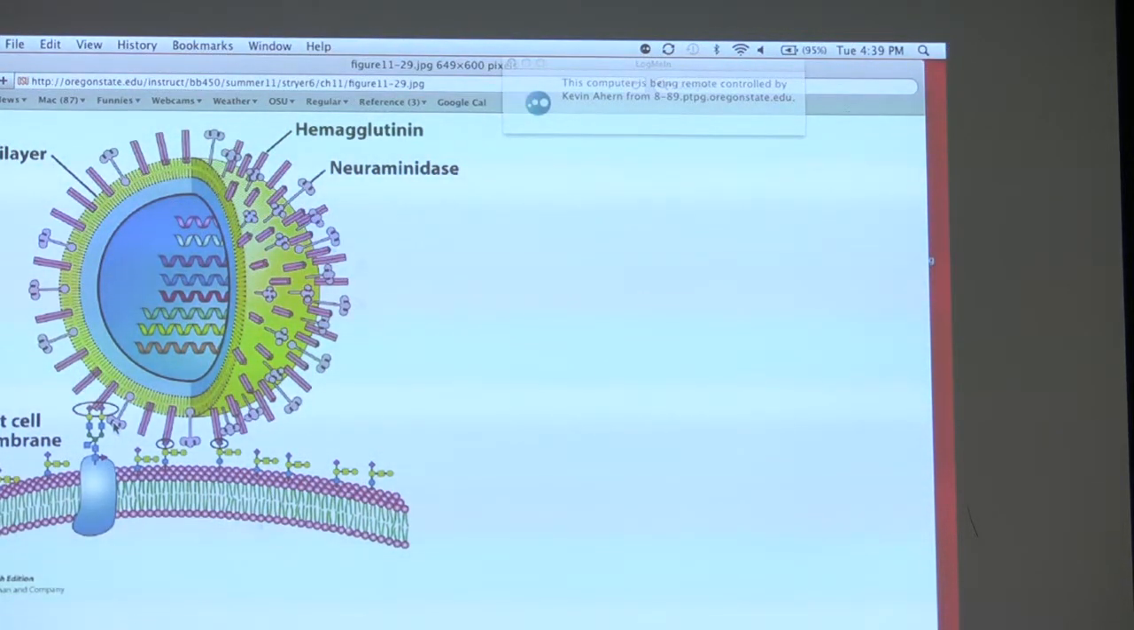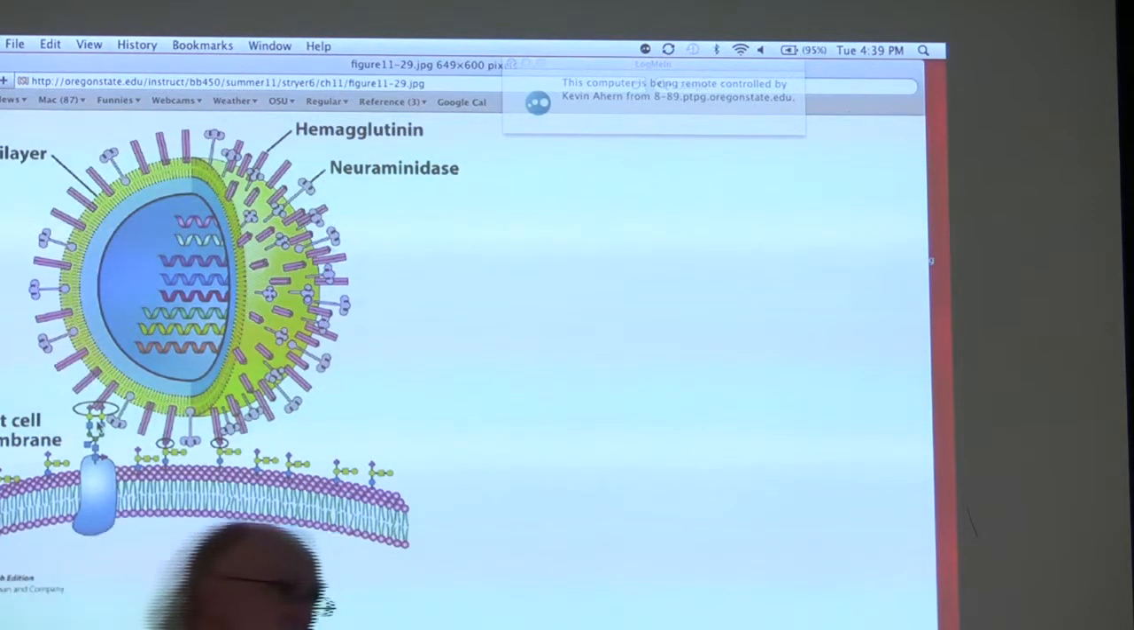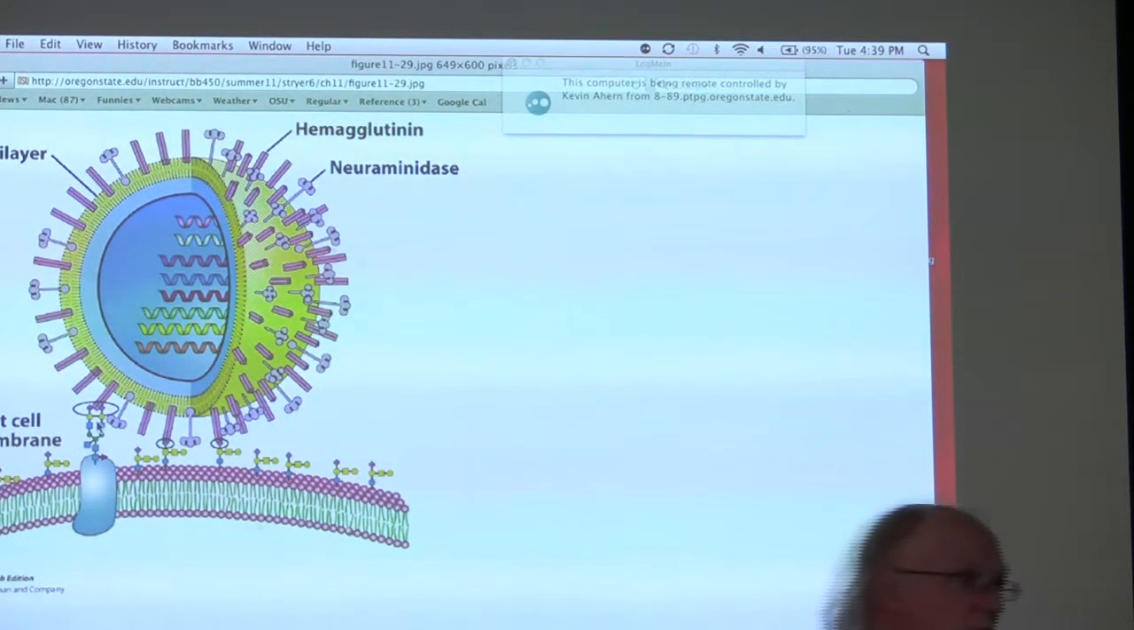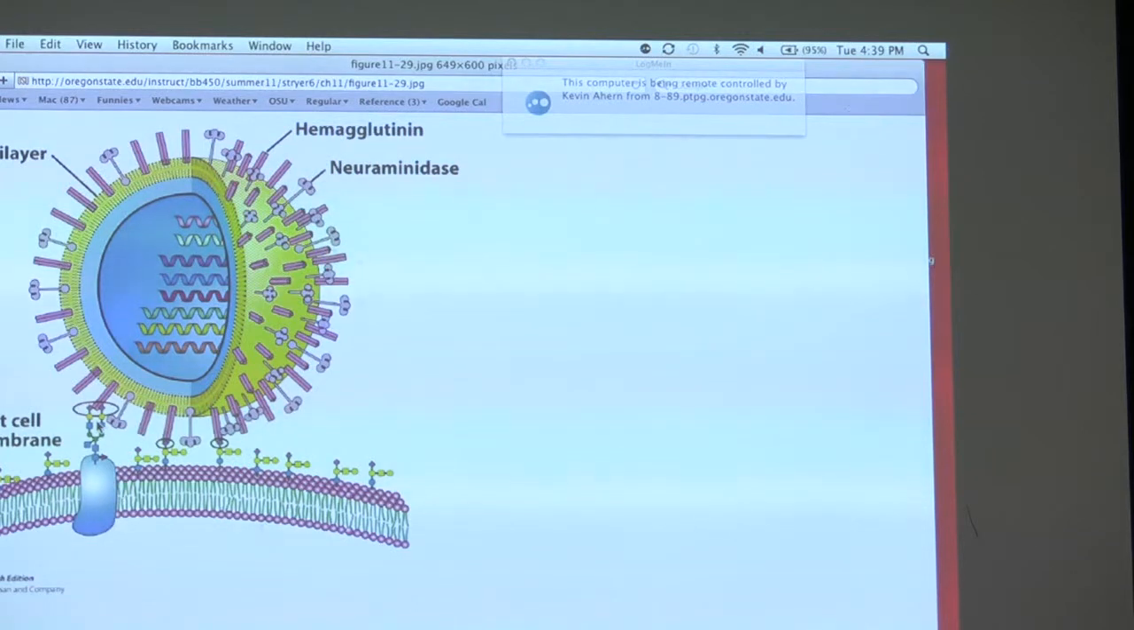If the neuraminidase cannot cleave that sugar residue off, the viral RNA cannot be injected into it. All right? This is a strategy for an anti-flu drug, and in fact, it is the strategy that's used by the anti-flu drug known as Tamiflu.